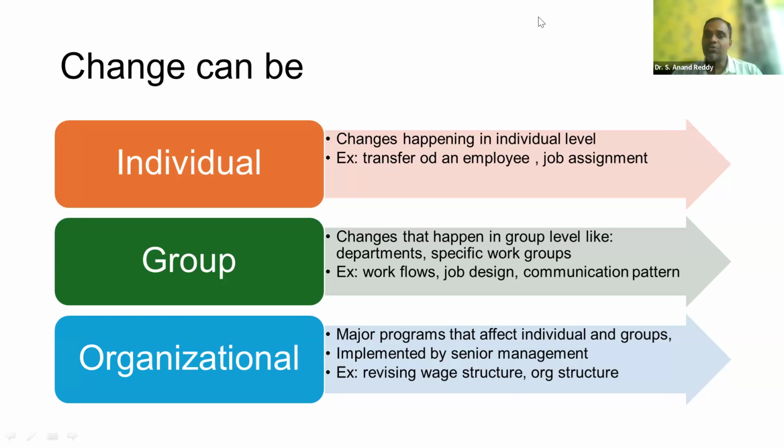Now, when I speak about group changes, they happen at group level, like departments and specific work groups. What are the probable changes that can happen at the group level? One is workflows. When I say workflows, probably the movement of people from one boss to another boss, one segment to another segment. And then how you design the job rotation. And then probably the most important is communication patterns.